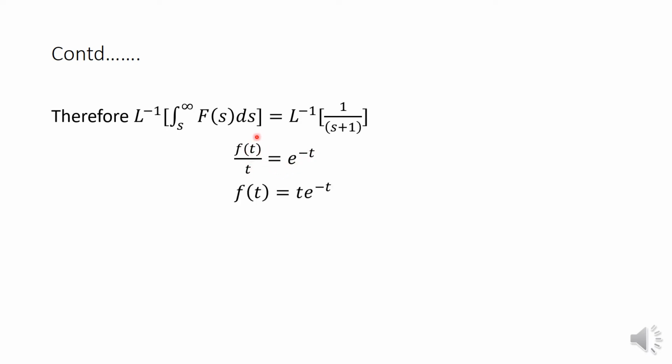On cross multiplying, t comes here, therefore f of t is equal to t into e power minus t. We have taken this f of t to be equal to L inverse of 1 by s plus 1 whole square, the given problem, that is equal to t into e power minus t. This is the answer for the first problem. We shall move on to the second problem now.